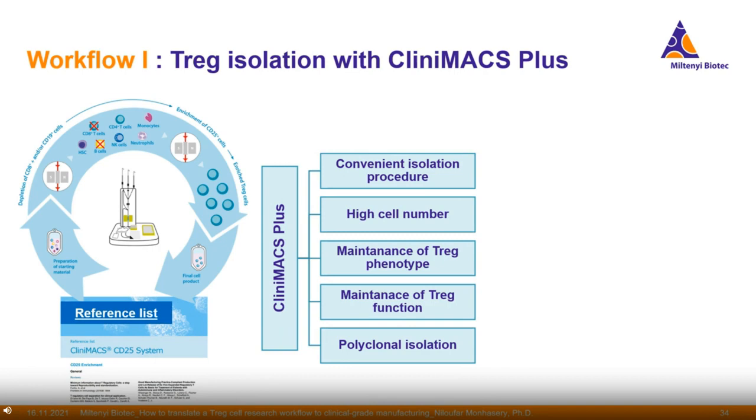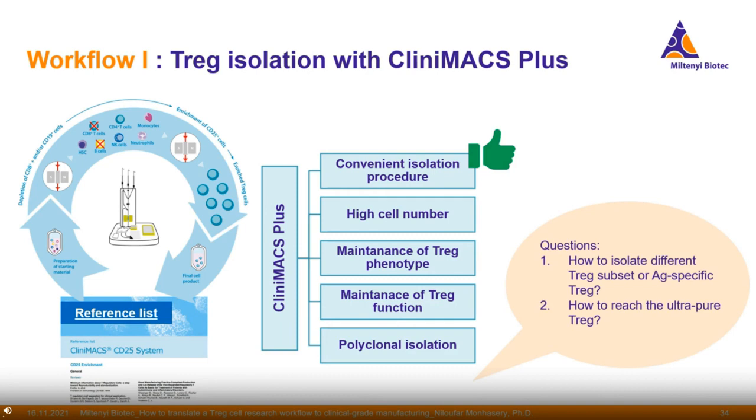What is interesting at this point is that there are two main questions in the field right now: how to isolate different Treg subsets or antigen-specific Tregs, and how to reach ultra-pure Tregs. Many of you have applications right now in the market that need ultra-pure Treg cells and, at the same time, isolation of antigen-specific Tregs or very rare Treg subsets. So, what is our solution for this step?